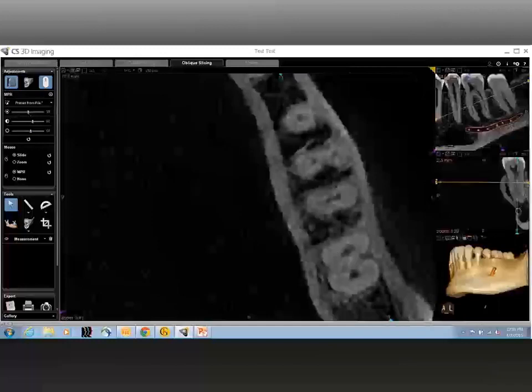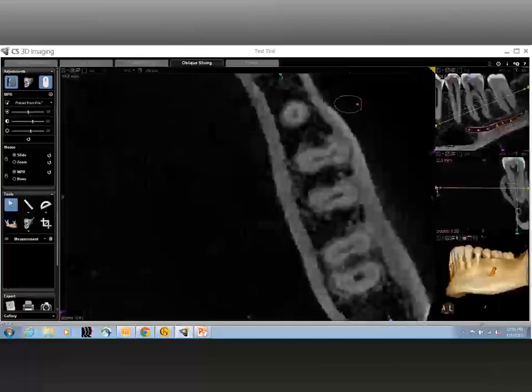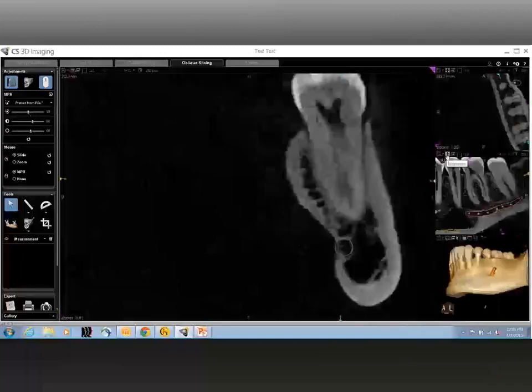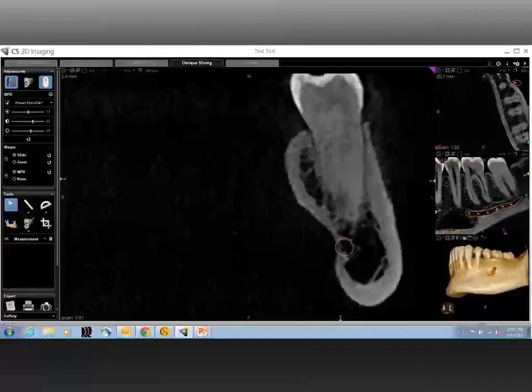If you're looking at the PDL space, you can check for the integrity of the periodontal space, the lamina dura, and any breaks in the lamina dura that you can see in the apical region, which could imply a diseased tooth. So you are able to visualize that area and identify any changes in the shape of the PDL space and the lamina dura and its relationship to other anatomical structures.